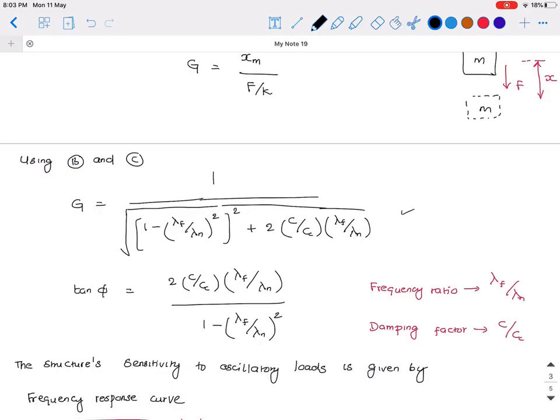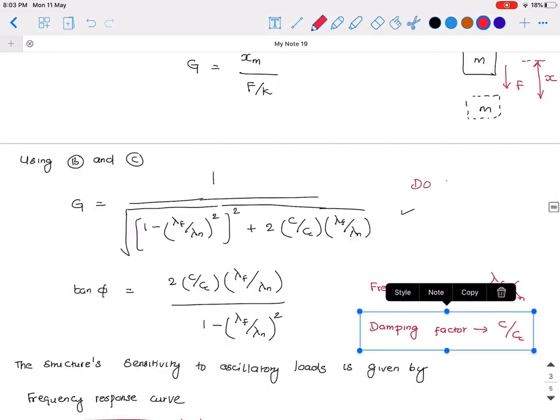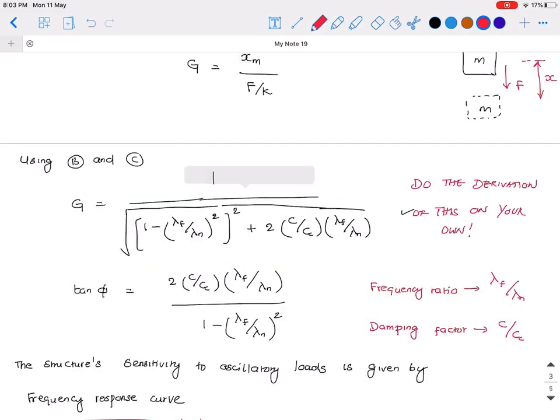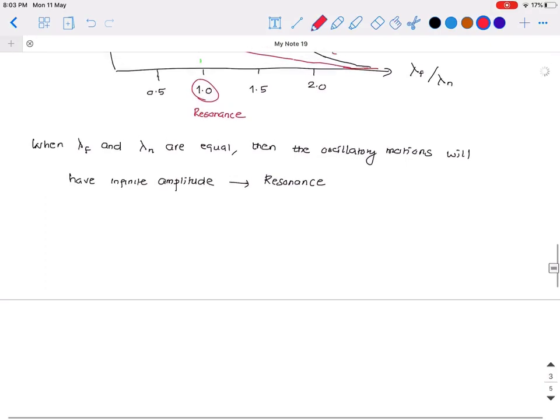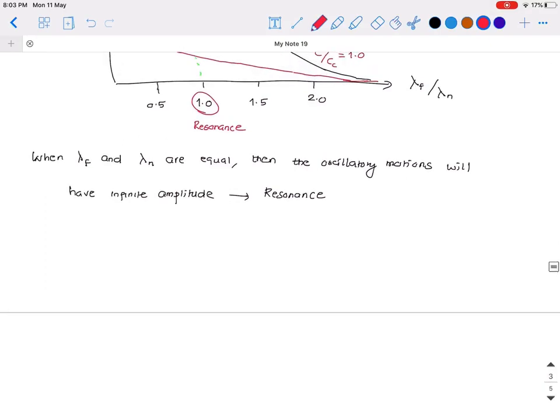Okay, so we haven't actually done this, so do the derivation of this on your own. Okay, this is very simple. It will take maybe 15 minutes, but it is very simple and very straightforward steps. Okay, so you know what resonance is now.